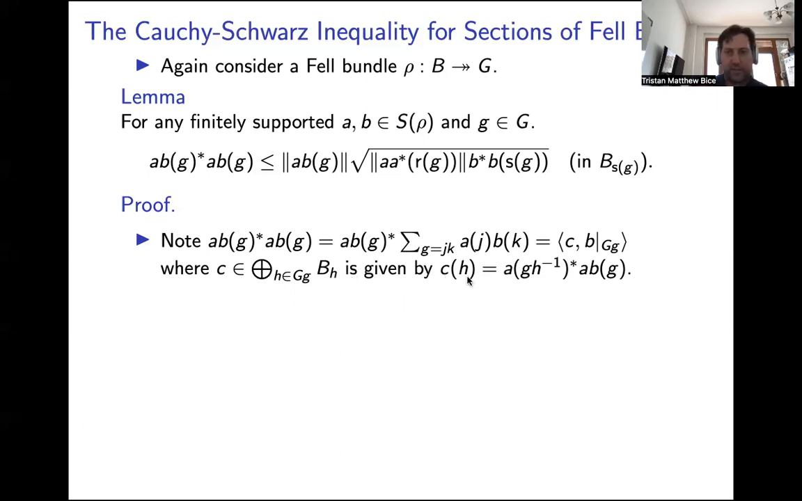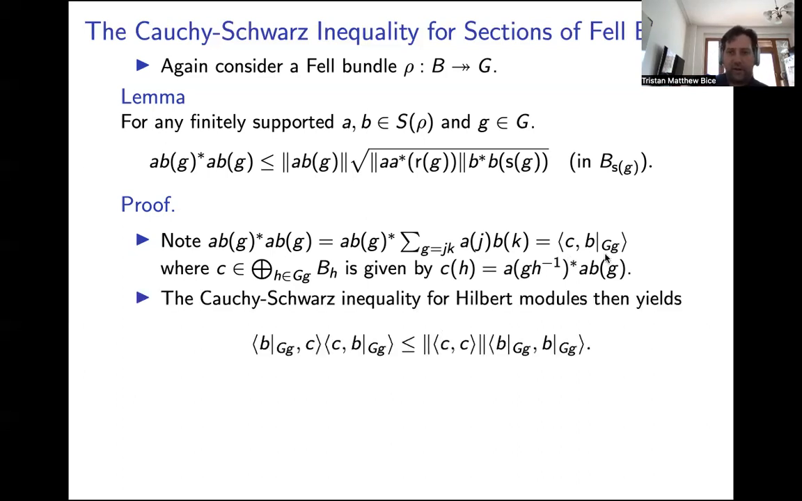which again, viewed as a section, is really the map which takes any H to A, GH inverse star, AB, G. I mean, that's combining this ABG star AJ here, except that I'm not using J. I'm replacing J, if you like, with GH inverse. Right? But because I'm taking sums, you're allowed to switch around these. You're allowed to do these kinds of replacements without affecting the sum in the end.